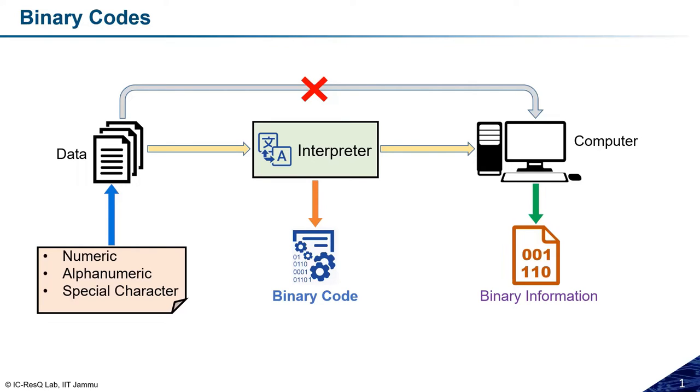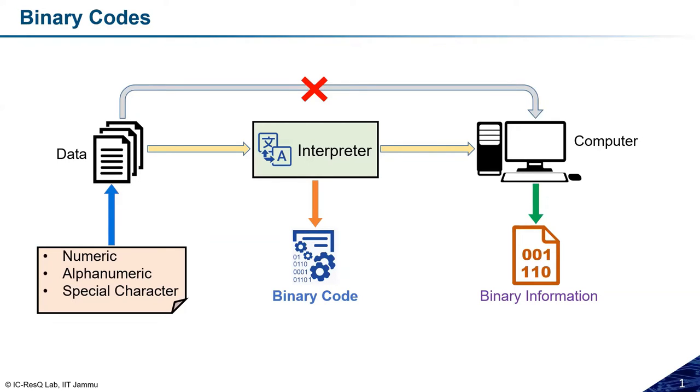Binary code plays an important role in this case. Suppose I have different information. To convert different languages or different information into binary, binary code is needed. So this is the fundamental of binary code and its importance.